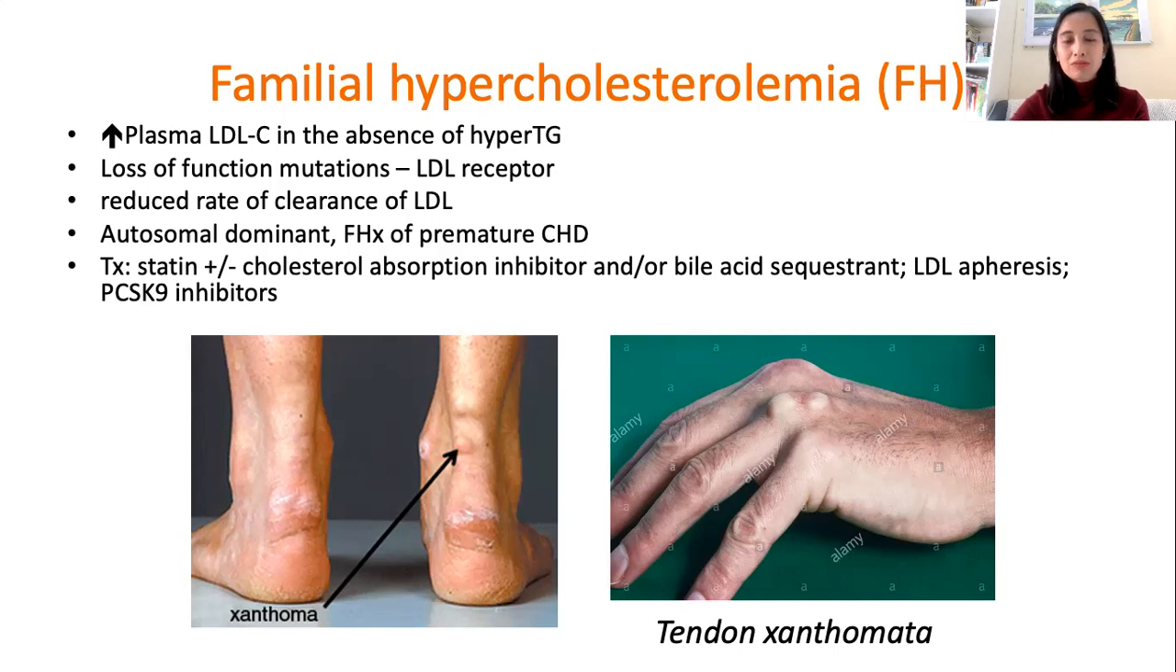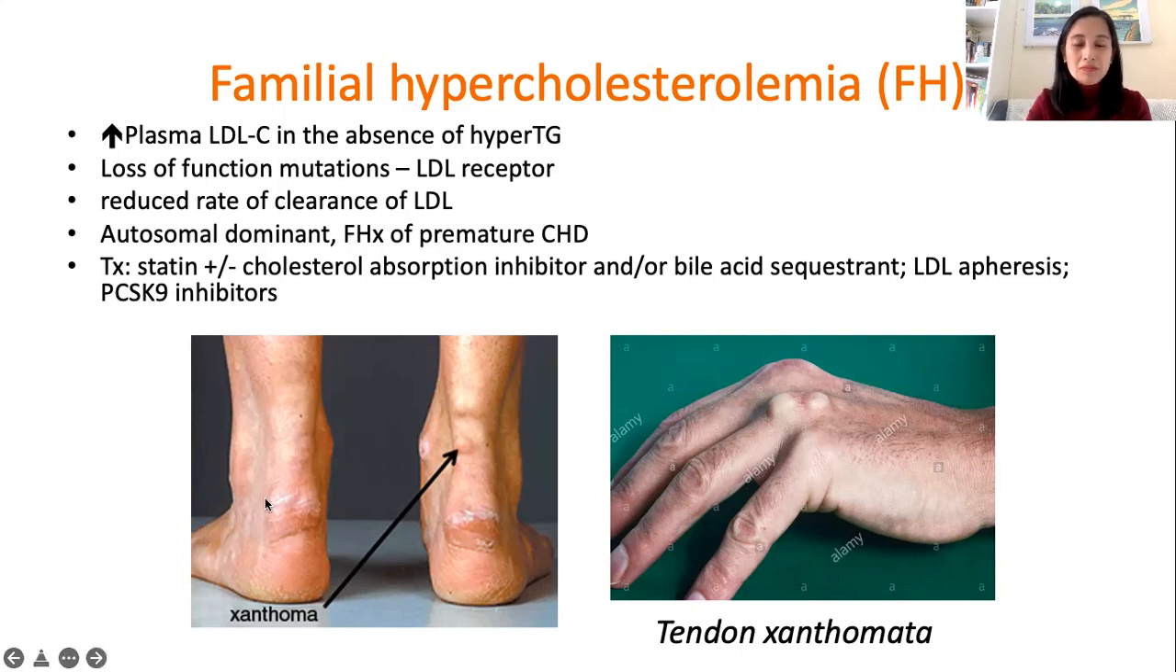So that's one of the most crucial things that you really have to ask in your family history, aside from your cancer. That's the number one thing that I ask in the family history, the history of premature coronary heart disease. So how do we treat? Usually we treat with a statin plus or minus a cholesterol absorption inhibitor. And if the cholesterol is still markedly elevated, then you can do LDL apheresis or use your PCSK9 inhibitors. Although these PCSK9 inhibitors, as far as I know, are not available locally in the Philippines.